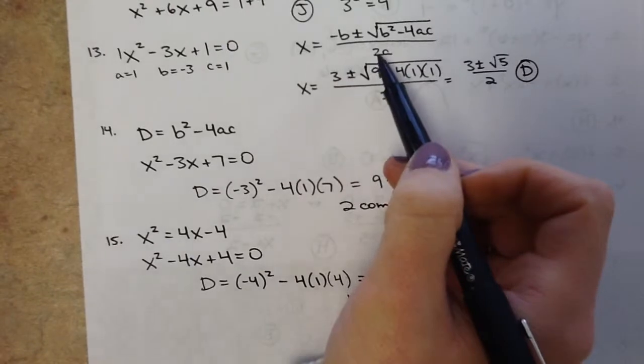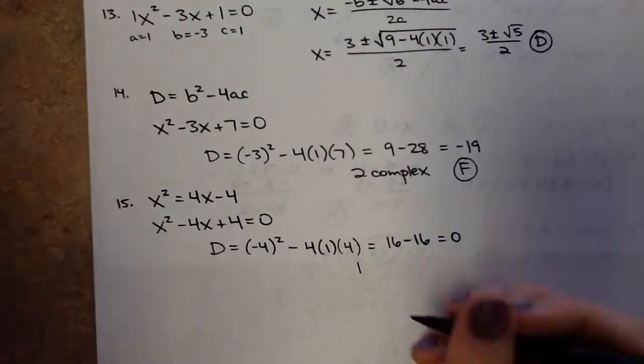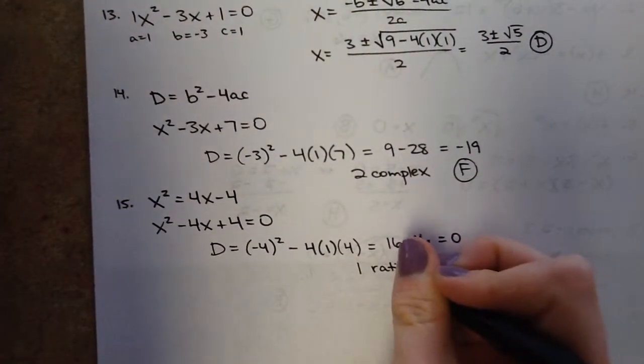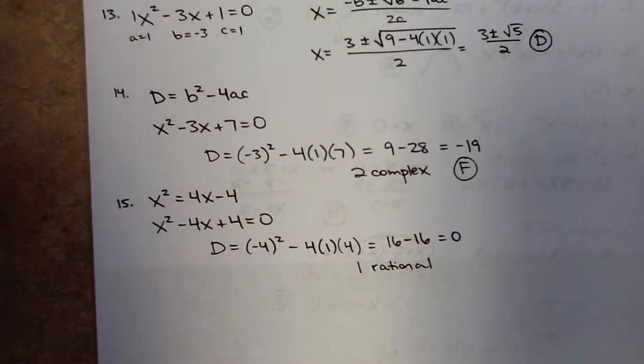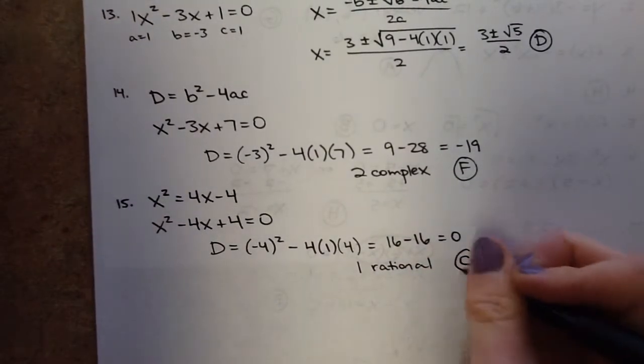And because it's b over 2a, it's going to be a nice, neat, rational answer. Okay, same options that were given here. This would be letter C.